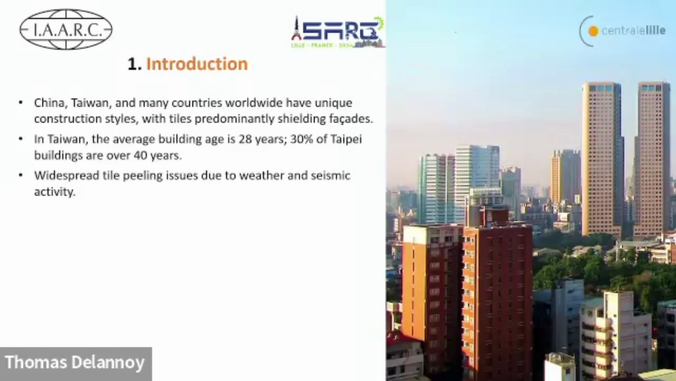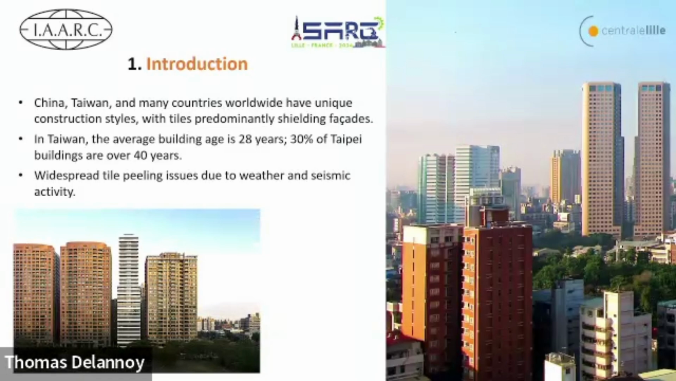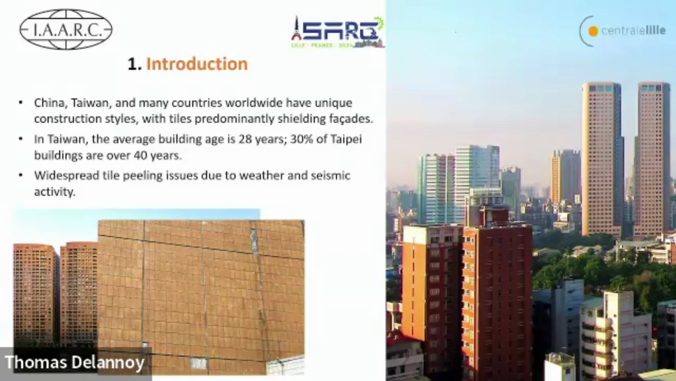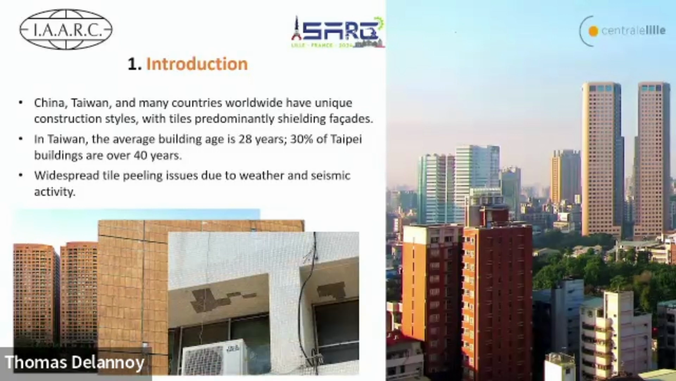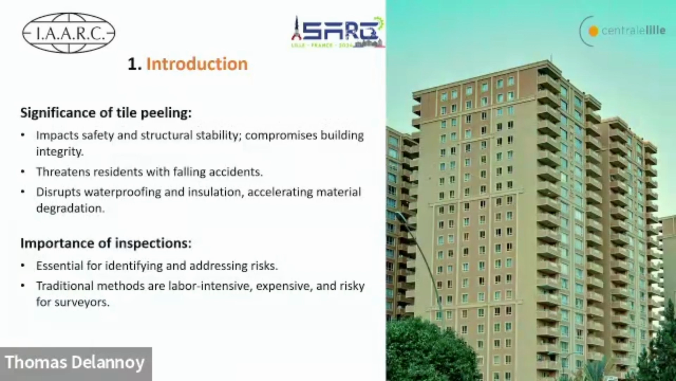The average building age is 28 years, and in Taipei, the capital of Taiwan, the average is over 40 years. Sometimes you can find tile peeling. The widespread tile peeling issues are due to weather and also earthquakes. Like here you can see that all the buildings have tiles outside, and there are many tile peelings at high stories, low stories, or inside. Yeah, significant tile peelings.